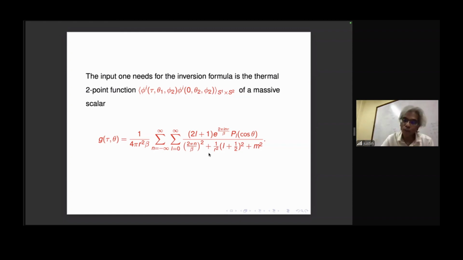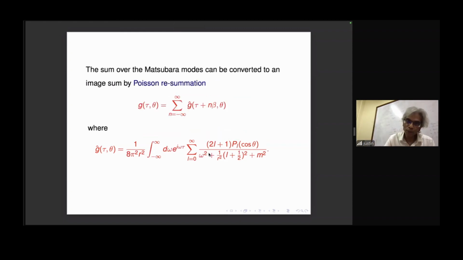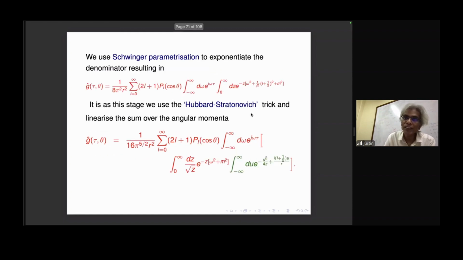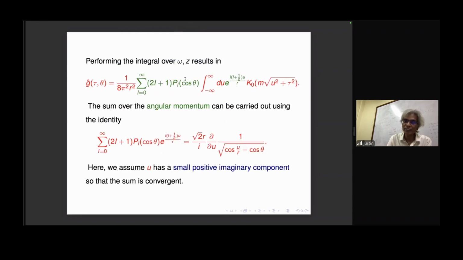And then one follows the same techniques. You can sum over the Matsubara frequencies by a Poisson resummation, and you arrive at this particular form. Then the difficulty, of course, is doing the angular momentum integral, for which you follow the same strategy. You exponentiate it, and then you linearize it using the Hubbard-Stratonovich trick. And this sum, the sum of 2L plus 1 P_L cos theta, is known in terms of a generating function. That's known, and it can be written in this form, as a total derivative.